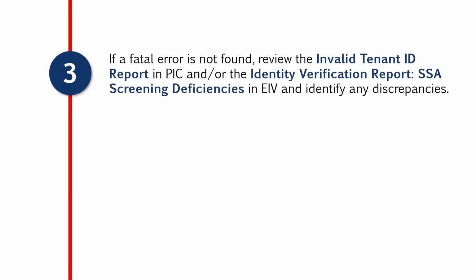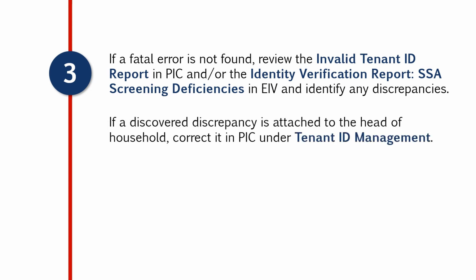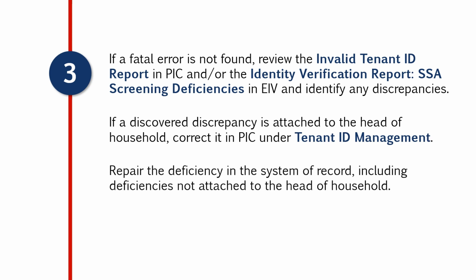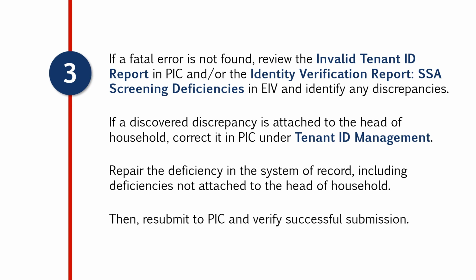If a fatal error is not found, review the invalid tenant ID report in PIC and the Identity Verification Report SSA screening deficiencies in EIV and identify any discrepancies. If a discovered discrepancy is attached to the head of household, correct it in PIC under Tenant ID Management. Repair the deficiency in the system of record, including deficiencies not attached to the head of household. Then resubmit to PIC and verify successful transmission.